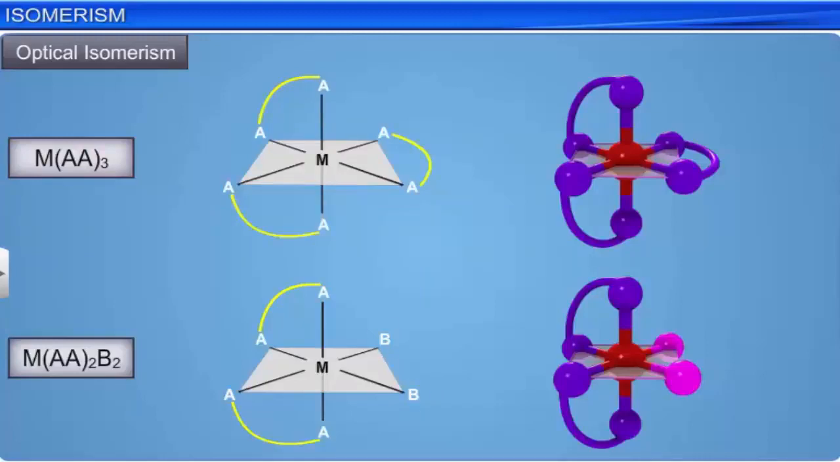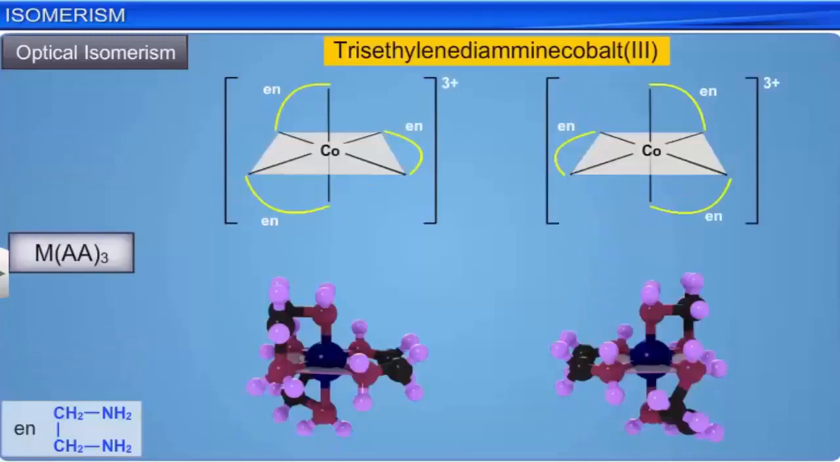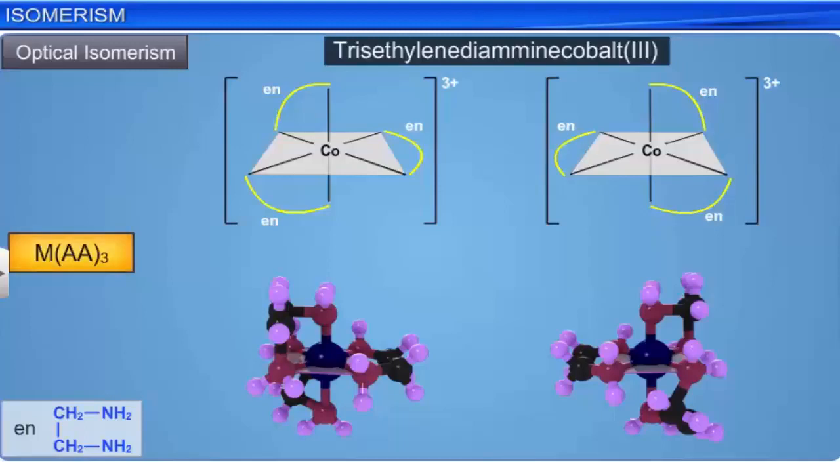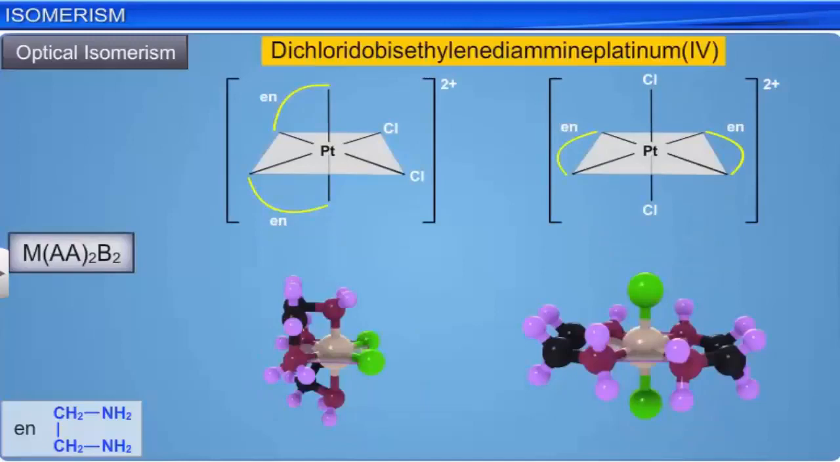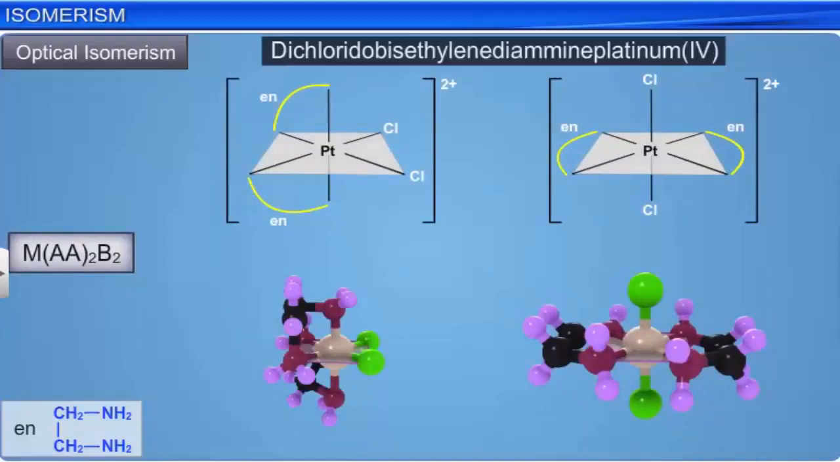Tris-ethylenediamine cobalt(III) is the best example of an optically active coordination compound of the type M(AA)3, which has only bidentate ligands. The dextro and levo isomers of this complex are shown here. Dichlorido-bis-ethylenediamine platinum(IV) is an example of an optically active coordination compound of the type M(AA)2B2 containing both monodentate and symmetrical bidentate ligands. Note that only the cis isomer of this complex shows optical activity. Its trans isomer shown here is optically inactive because its mirror image can be superimposed on itself.